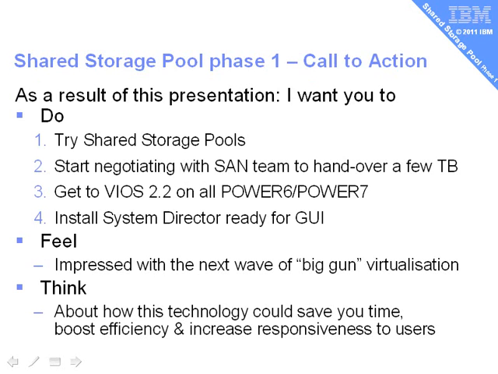So here's my call to action. What do I want you to do, feel and think? Well, what I want you to do is to give shared storage pools a try. Start negotiating with your SAN teams to hand over a few terabytes of disk space for you to manage as a VIOS administrator. I want you to get up to the latest version of VIOS 2.2 on all your Power 6 and Power 7 machines. That will mean that when Phase 2 comes out, you can rapidly adopt the new technology.